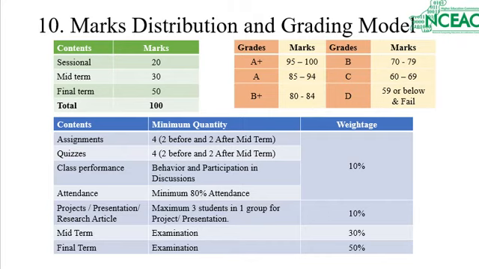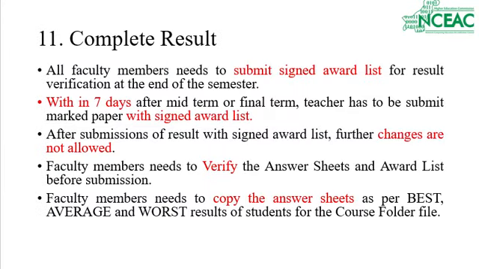Midterm is 30% and final term is 50%. Next is the complete result. All faculty members need to submit a signed award list for result verification at the end of the semester.